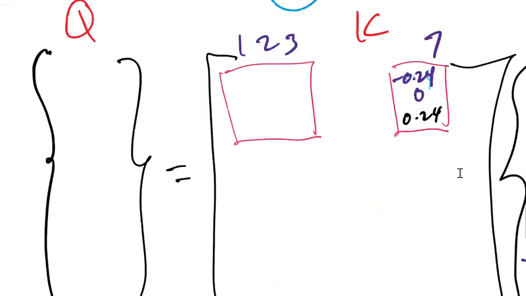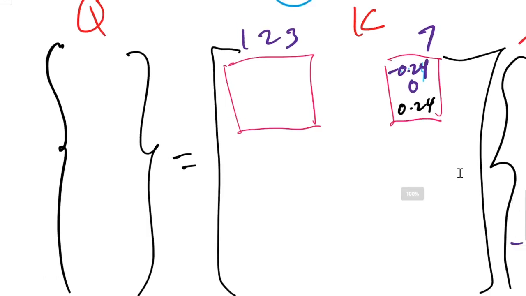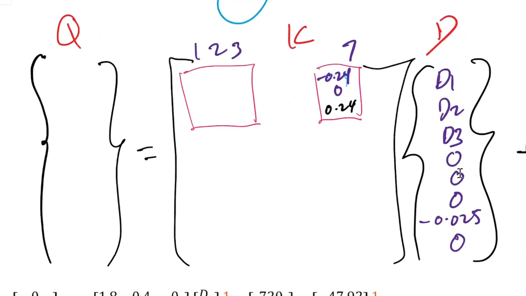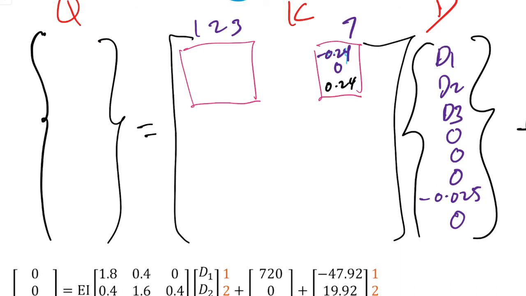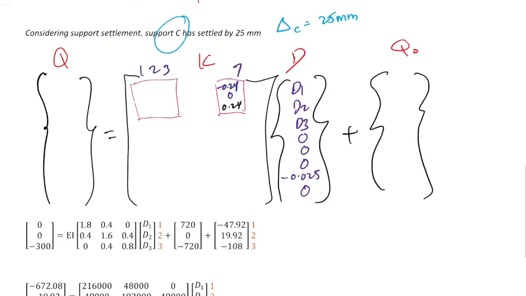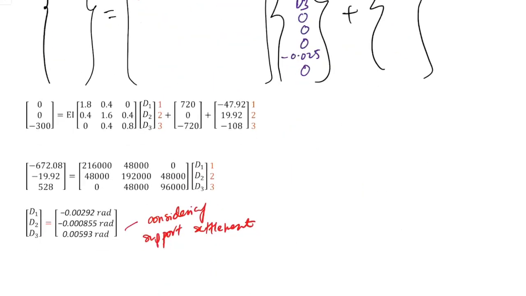But when we have the settlement, we need to consider where is the position of the settlement. Since in this question the position is at position 7, we need to check at position 7. So we need the K values at positions 17, 27 and 37, because these values will be multiplied with D7, and we will get like this. So it is just an addition to what we have done without considering support settlement.